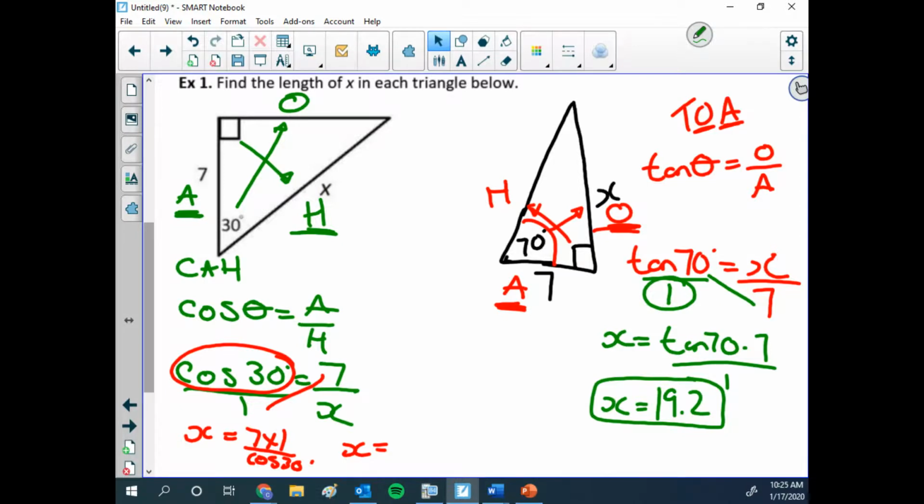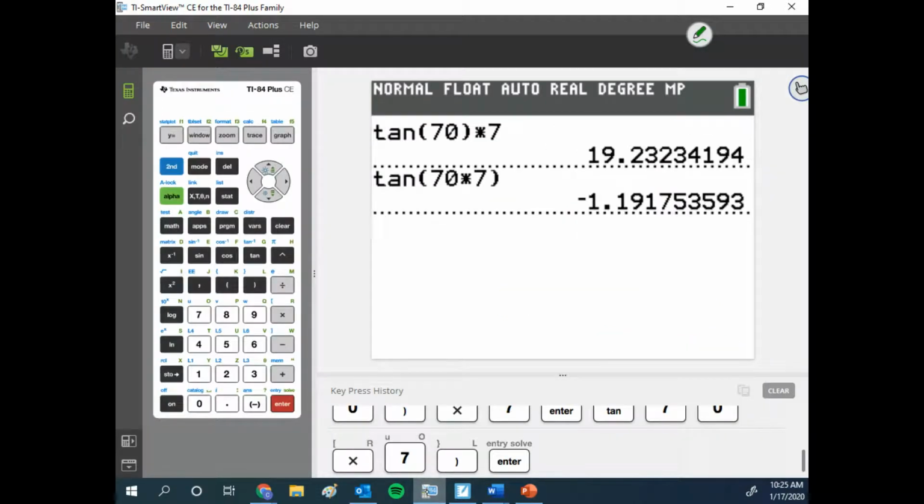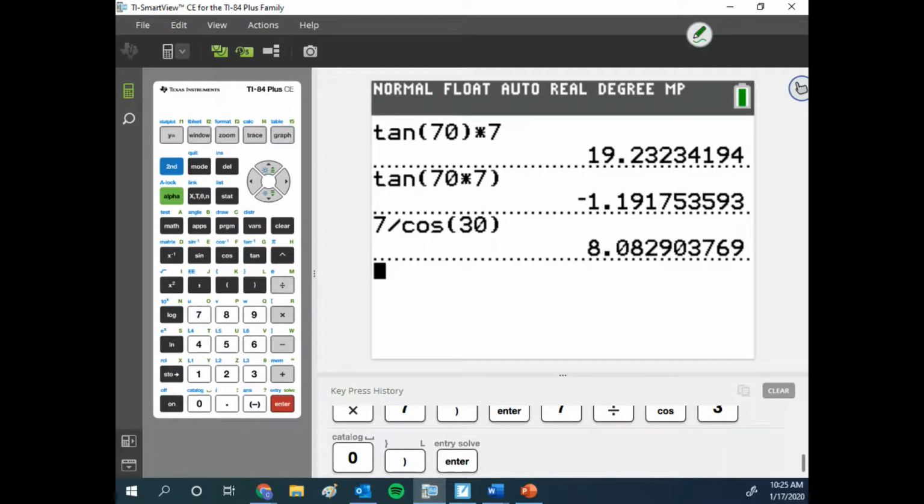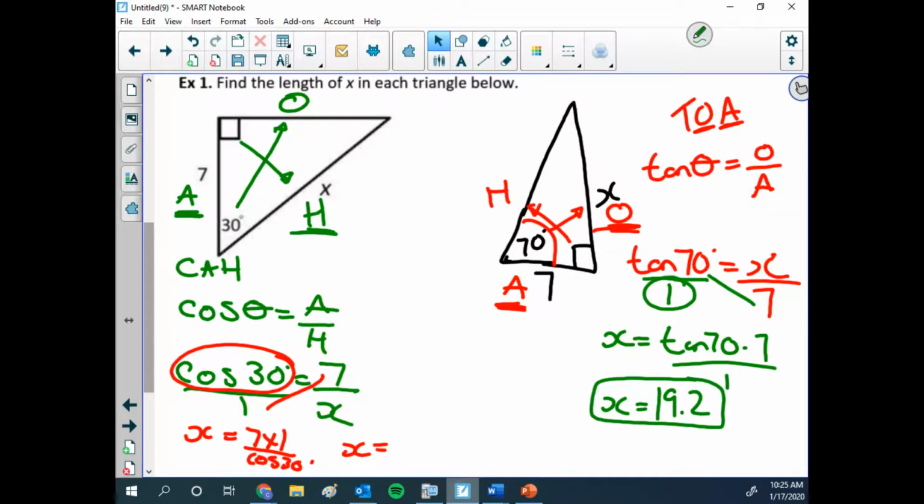On my calculator, I'm going to go 7 times 1, which is just 7, divided by cos of 30. Whether you close the bracket there or not wouldn't matter. And so your answer is going to be approximately 8.1.